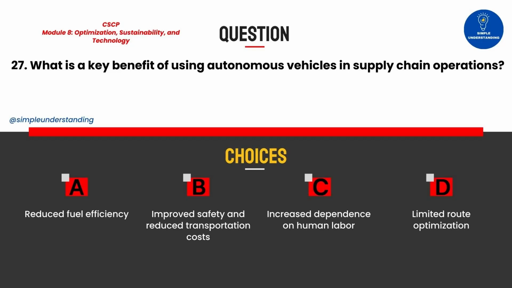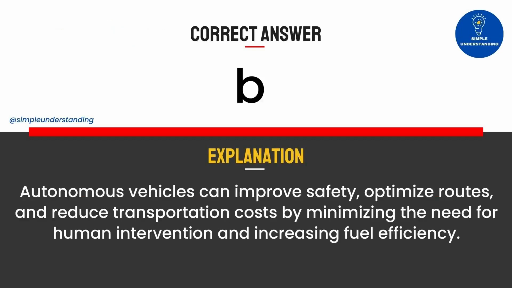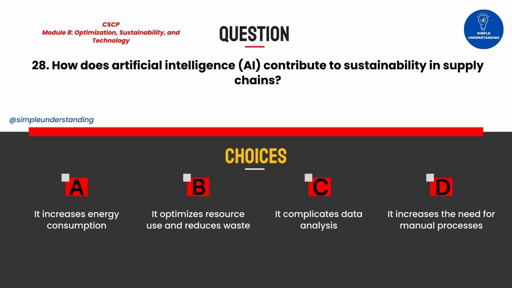27. What is a key benefit of using autonomous vehicles in supply chain operations? A. Reduced fuel efficiency. B. Improved safety and reduced transportation costs. C. Increased dependence on human labor. D. Limited route optimization. Correct answer B. Explanation. Autonomous vehicles can improve safety, optimize routes, and reduce transportation costs by minimizing the need for human intervention and increasing fuel efficiency.